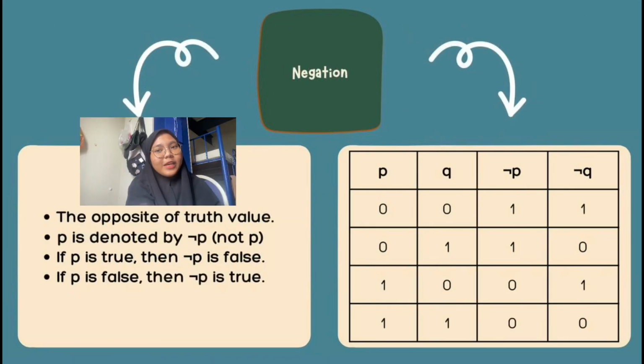Next, we have negation. Negation is the opposite of truth values, and it is denoted by not P. If P is true, then not P is false. If P is false, then not P is true. So this is the truth value for the negation.